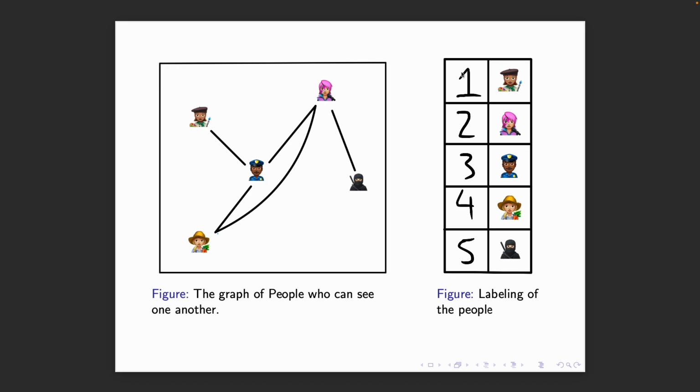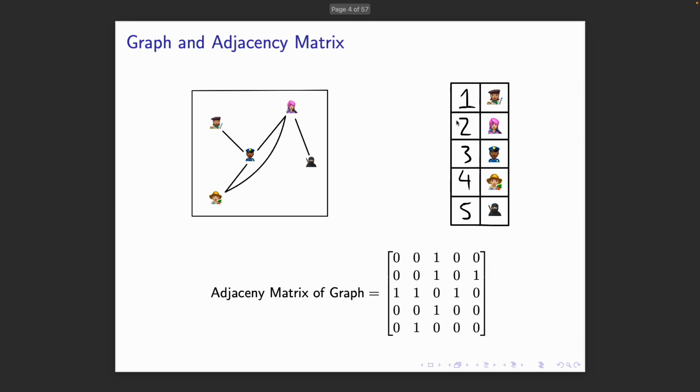Oftentimes you want to label the vertex set so you can construct the adjacency matrix. The adjacency matrix of a graph is an n by n matrix, where n is the number of vertices. For vertex i and vertex j, if they're connected, then you label the ij entry of the matrix 1, and if they're not connected, you label it 0. The adjacency matrix of a graph sort of tells you how the graph operates in a way. So keep in mind the labeling here.